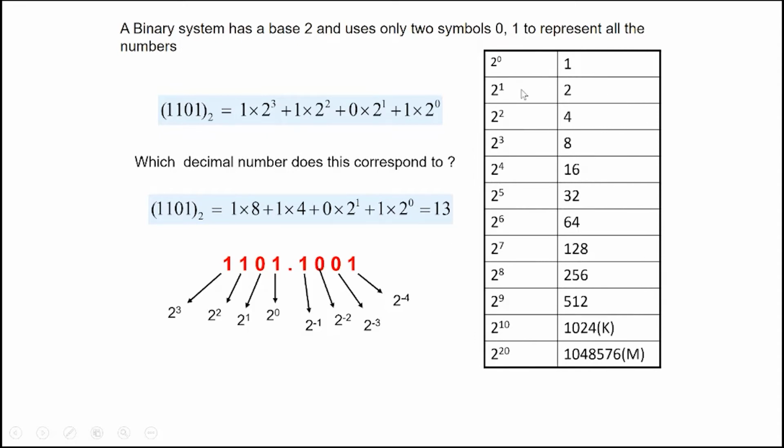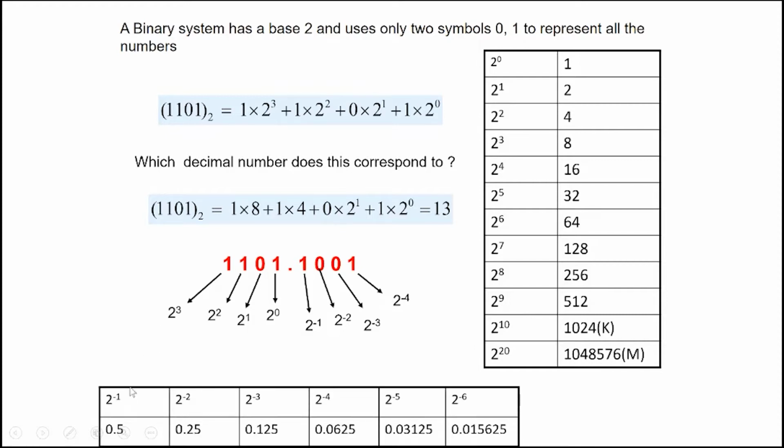All right, so 2 to the power 3 is 8, 2 to the power 4 is 16 here. 2 to the power 10, if you have 2 to the power 10 bits here, we'll say 1 kilobit. But note that kilo is not exactly 1000, it is 1024. And 2 to the power 20 is 1 mega, but 1 mega is not exactly 10 to the power 6. Note the difference that is there here. And 2 to the power -1, of course, these we are familiar with.